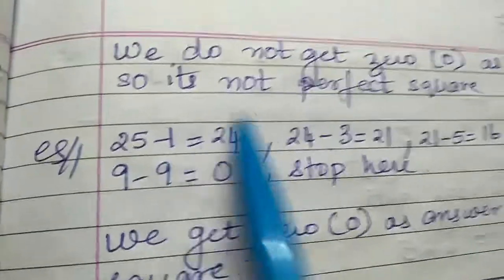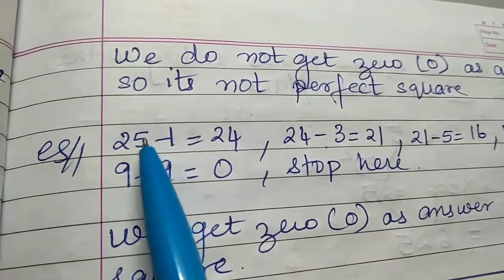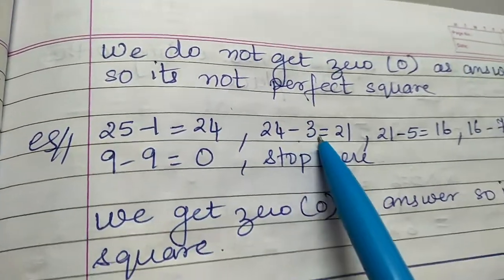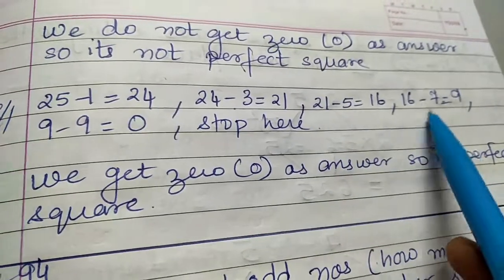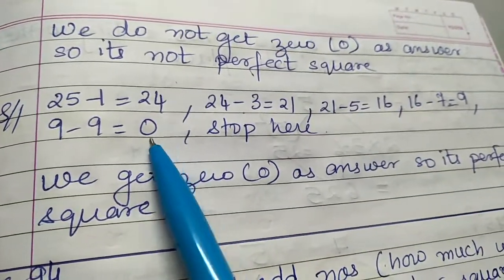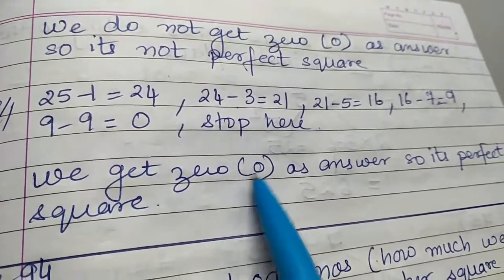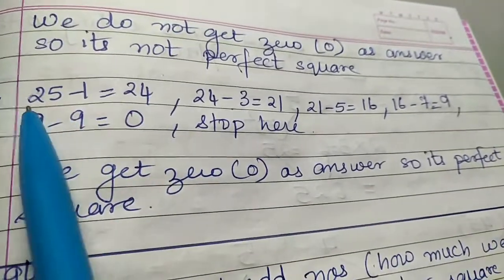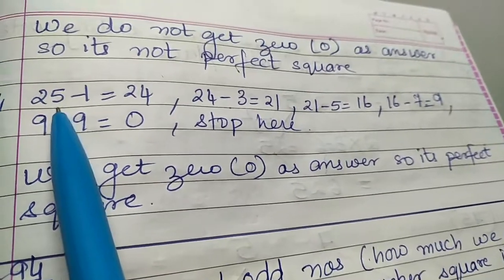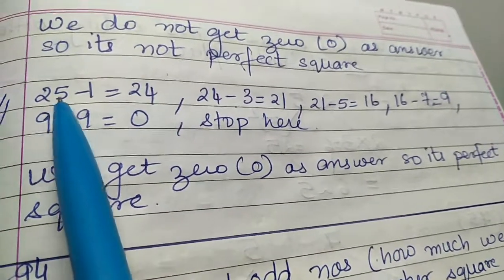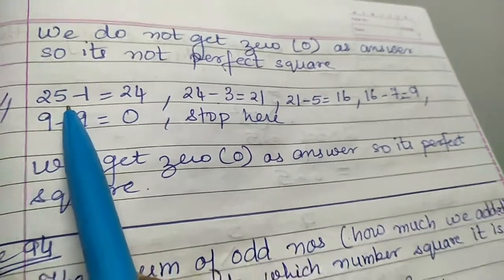So we'll do another example. Suppose we are taking 25. So 25 minus 1, then minus 3, minus 5, 7, like that we are doing. Now we reached 0 here, so we stop here. Because we get 0, that means this number is a perfect square. So 25 is a perfect square. 5 times 5 is 25. 25 is 5 square.